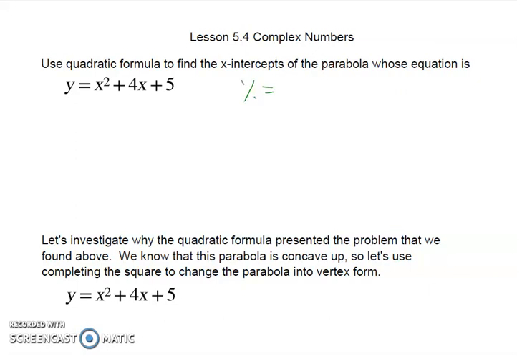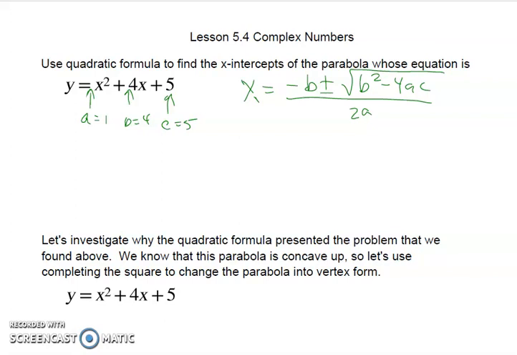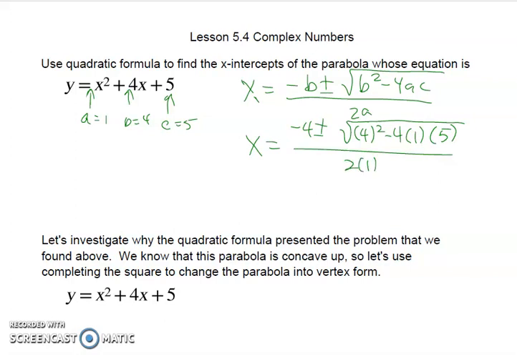So to find the x-intercepts using the quadratic formula, we use this formula here. The a value is 1, b is 4, and c is 5. The opposite of b is -4, because b is 4, plus or minus the square root of 4 squared minus 4 times the a value, which is 1, times the c value, which is 5, all over 2 times the a value, which is 1.